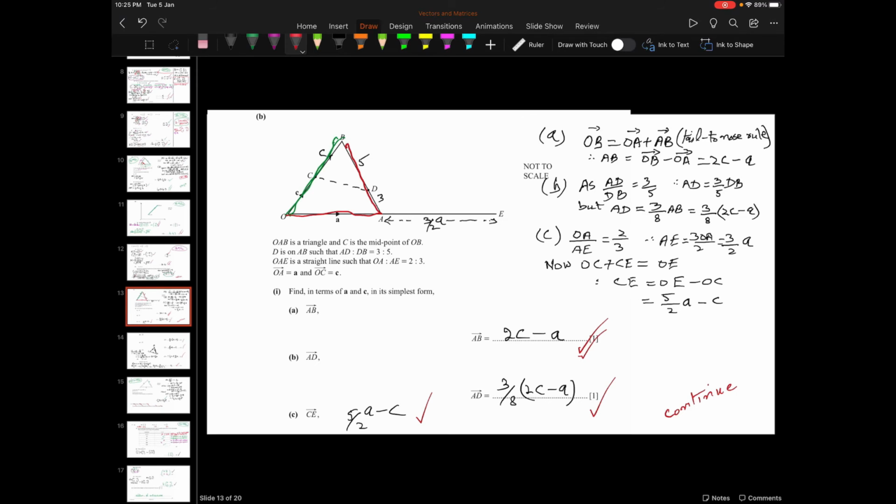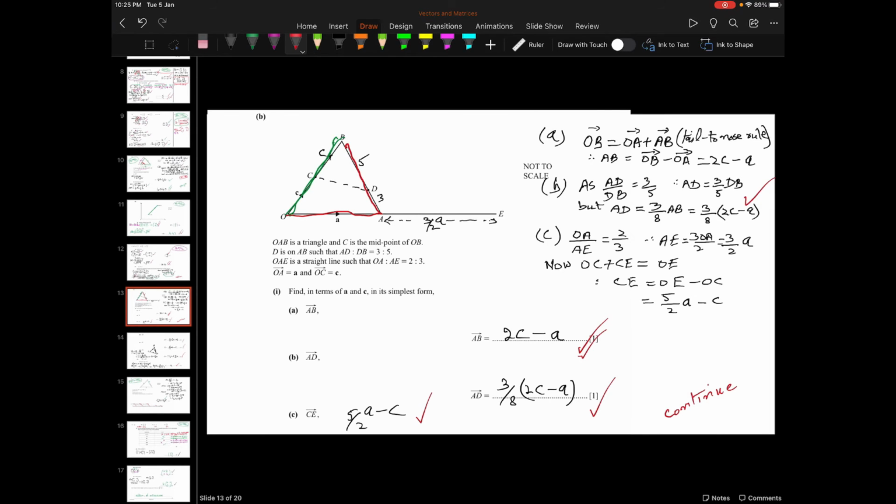Now how can we find the value of AD? As AD upon DB is equal to 3 upon 5. Therefore AD is equal to 3 upon 5 DB. But AD is equal to 3 upon 8 AB. Now substitute the value of AB. Hence AD is equal to 3 upon 8 into 2C minus A. That is the value of vector AD.